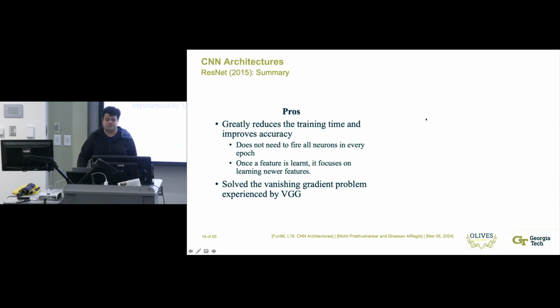Of course, there are a lot of cons, but we are only talking about these pivotal architectures. There are multiple other cons that exist. Like, for instance, it's a very, very large architecture. You were not able to use it at the time on cell phones, and new kinds of methodologies had to crop up.